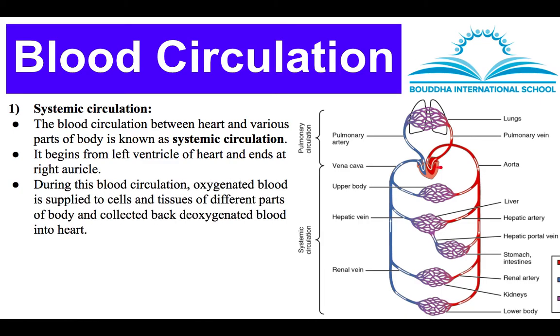During this, what will happen is the pure, oxygenated blood is supplied to the whole body, each and every part of the body. After supplying blood to each and every part of the body, it will become impure, deoxygenated blood. So whatever the impure blood, it will be collected back by the blood vessel into the right ventricle, sorry, right auricle.